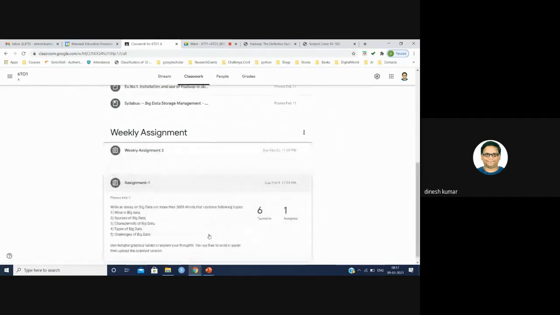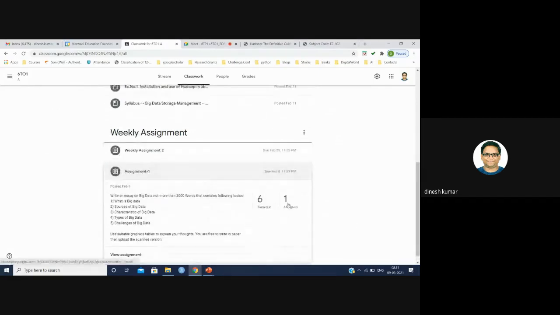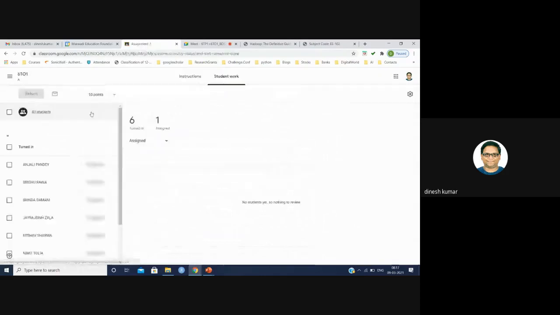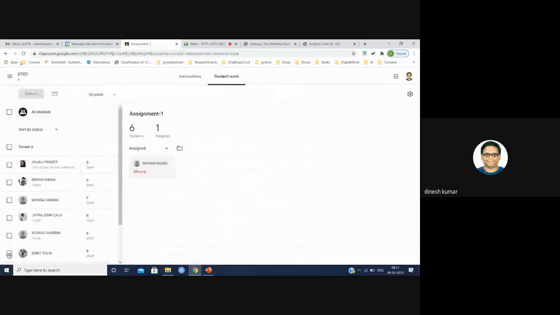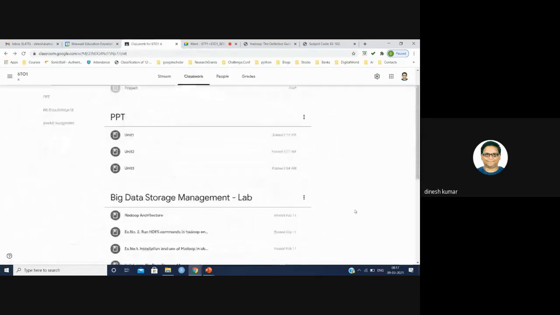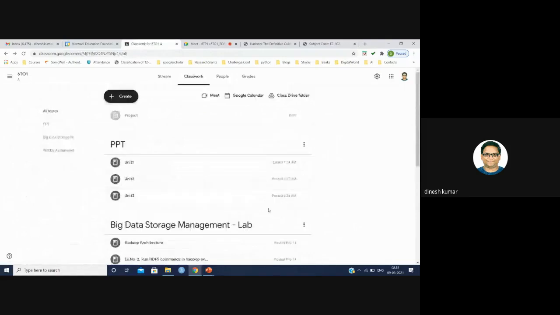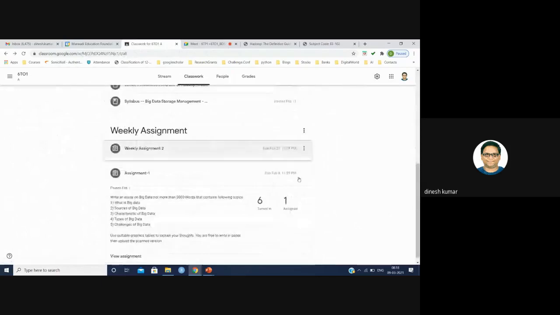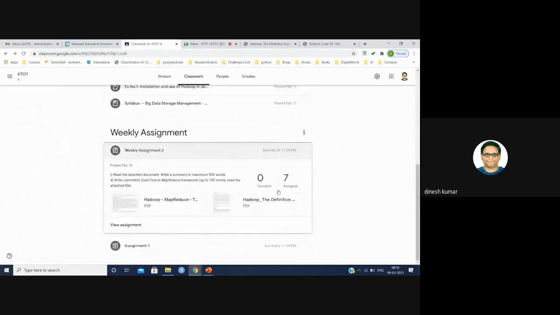Assignment 1 was quite good. Oh, still one is missing. I don't know who is missing. Yes, Shivam is missing. Oh, Shivam has quit already, I've been told. Now, no one has turned in Assignment 2. You should try to do that. It will help you in preparing for your mid semester as well. I will put some more questions.